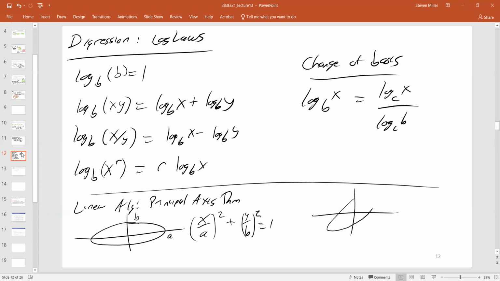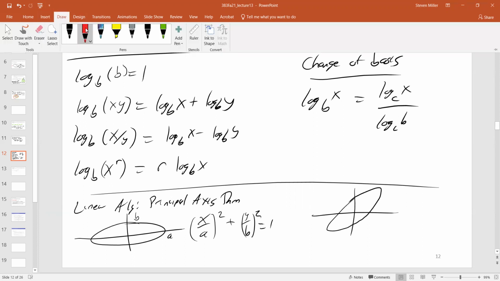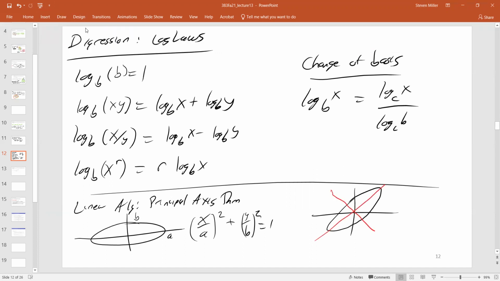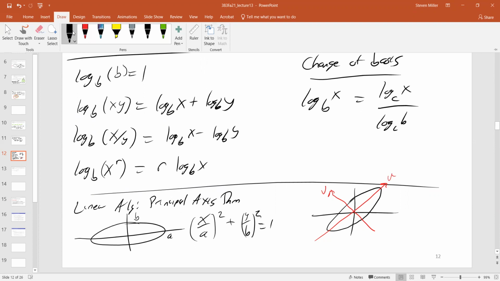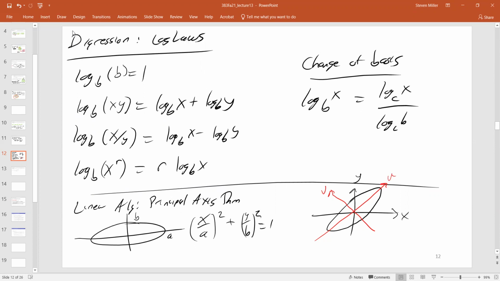But what if the ellipse is poorly drawn and not aligned with the coordinate axes? Does anybody remember the formula if you're not aligned? Did anybody do this in linear algebra? All right, so here's U and here's V. Here's X and here's Y. Do we agree that it's easy to figure out what the equation of the ellipse is in the UV coordinate system? Because then it's aligned with the coordinate axis.